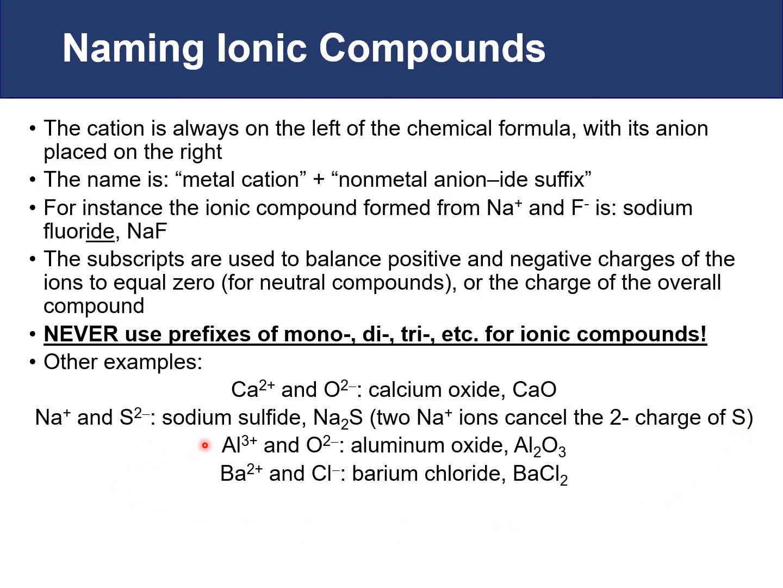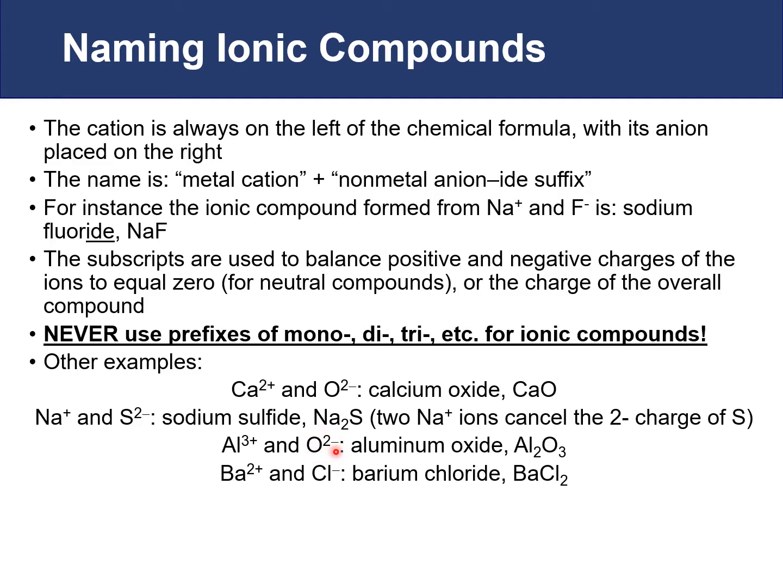Another example would be aluminum. Aluminum can only have a +3 charge. So if we combine aluminum with oxygen to give us aluminum oxide, because of where aluminum is on the periodic table, it will lose 3 electrons to become a +3. Oxygen will gain 2 electrons to become O2-.